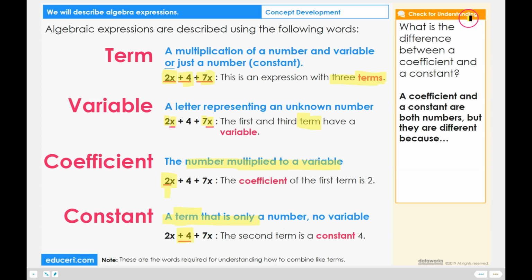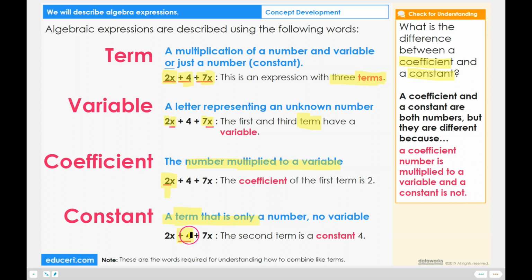Let's read the check for understanding question. What is the difference between a coefficient and a constant? A coefficient and a constant are both numbers, but they are different because a coefficient number is multiplied to a variable and a constant is not.